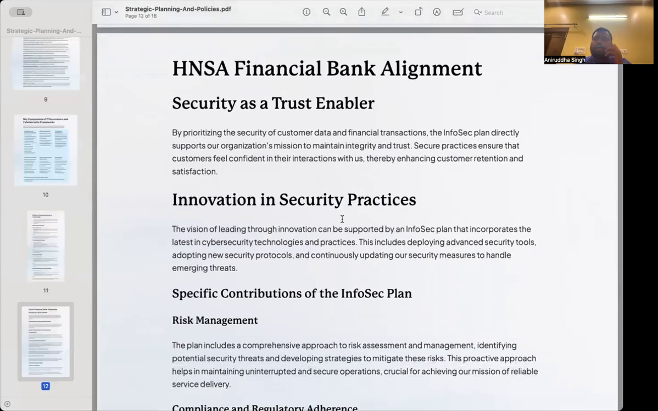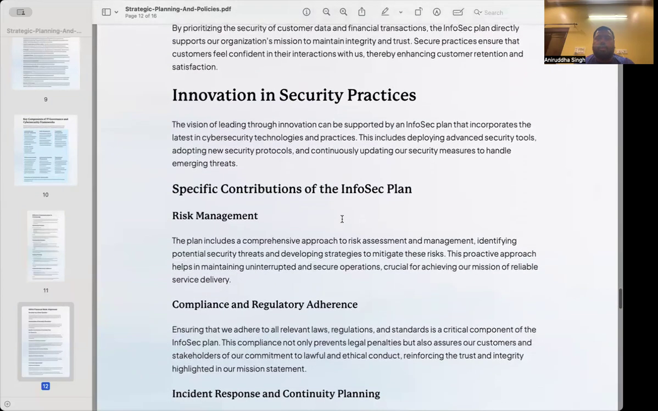Now let's understand this in terms of our HNSA Financial Bank that has put in a vision and mission statement. So it's a hypothetical organization. And let's understand how it aligns with our security framework. So, security as a trust enabler. For HNSA Financial Bank, we have put in a mission to maintain integrity and trust. So secure practices ensure that customers feel confident in their interactions with us.